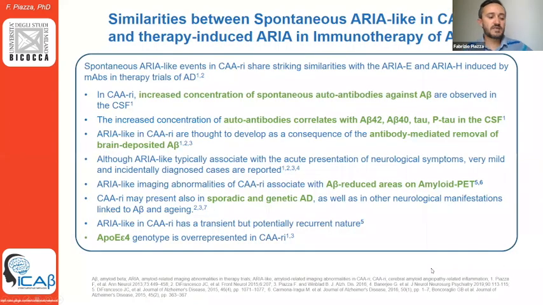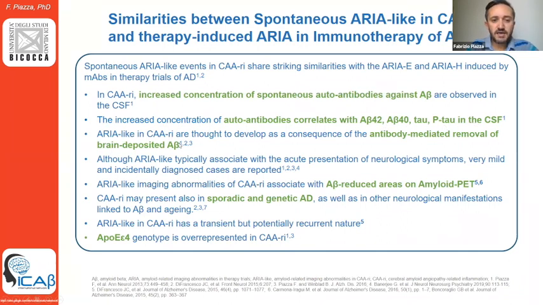So mimicking what I showed you with therapeutic monoclonal antibodies. Here is a recap of the similarities between spontaneous ARIA-E-like events in CAA-ri and ARIA in immunotherapy trials. There is an increased concentration of spontaneous autoantibodies against beta amyloid in the CSF of these patients, compared to ARIA in clinical trials where the antibodies are therapeutic. And the increased concentration of these autoantibodies correlates with the soluble A-beta 42, 40, tau, and p-tau in the CSF.